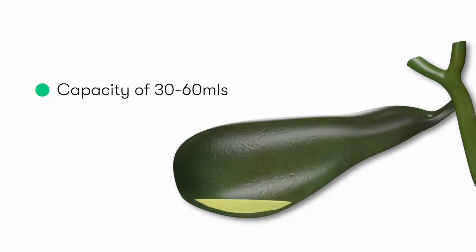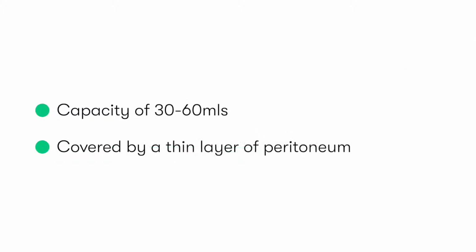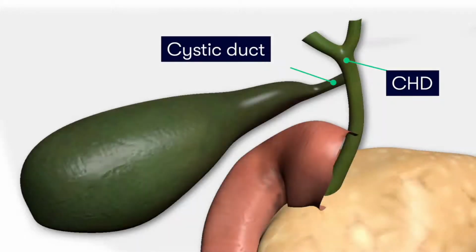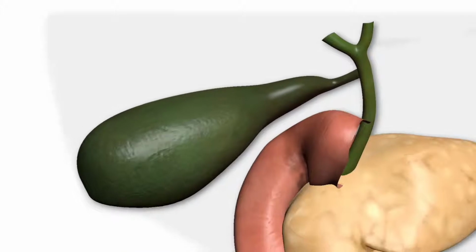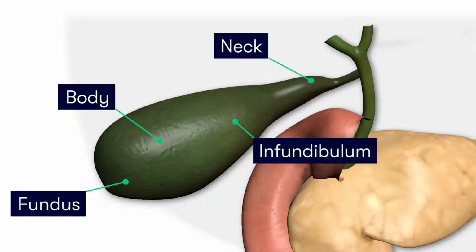The gallbladder has the capacity to store around 30 to 60 millilitres of bile, and it's during periods when the individual is fasting that the gallbladder is more filled. The gallbladder is covered by a thin layer of peritoneum and is connected to the common hepatic duct via the cystic duct. The gallbladder itself can be divided into four parts: the fundus, the body, the infundibulum, and the neck.